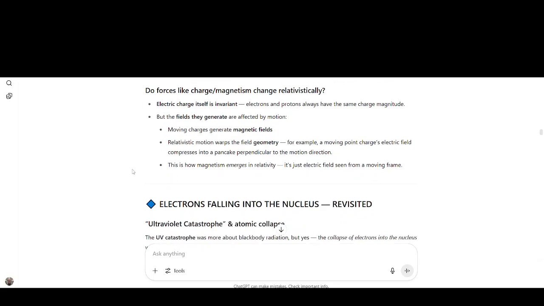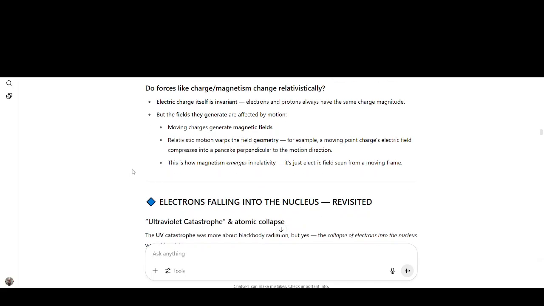Do forces like charge and magnetism change relativistically? Electron charge itself is invariant. Electrons and protons always have the same charge magnitude. So I've heard all kinds of things like this, and it doesn't make a lot of sense. Like, how could the mass increase, or time and spatial dimensions stretch and stuff, and charge and other forces not adjust?